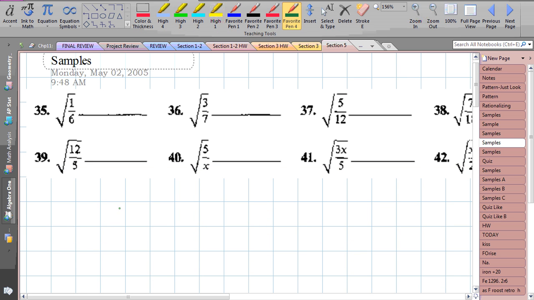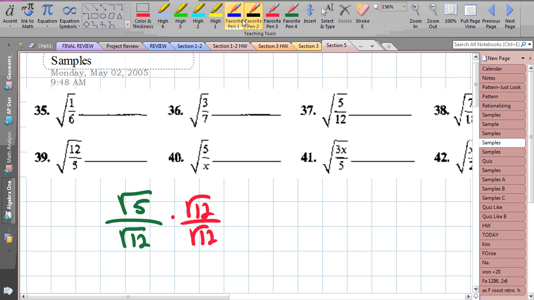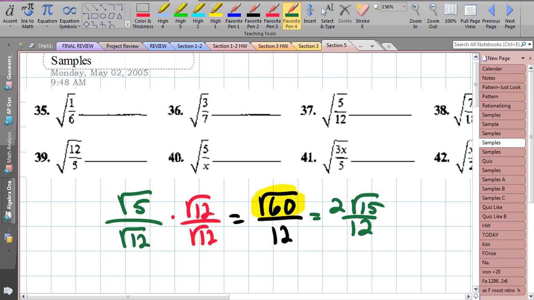Let's try 37. This is radical 5 divided by radical 12. 5 and 12 can't be simplified right now, so I have to play a trick on it. I'm going to multiply it by 1, radical 12 divided by radical 12. When I multiply straight across, that's radical 60. Be careful of that one. And this is going to be a 12 on the bottom. It looks like we're kind of done. The radicals are no longer on the bottom, but go back a few sections. That should bother you right there. Ask yourself, does radical 60 simplify? Well, it can be. That turns into 2 radical 15 all divided by 12.